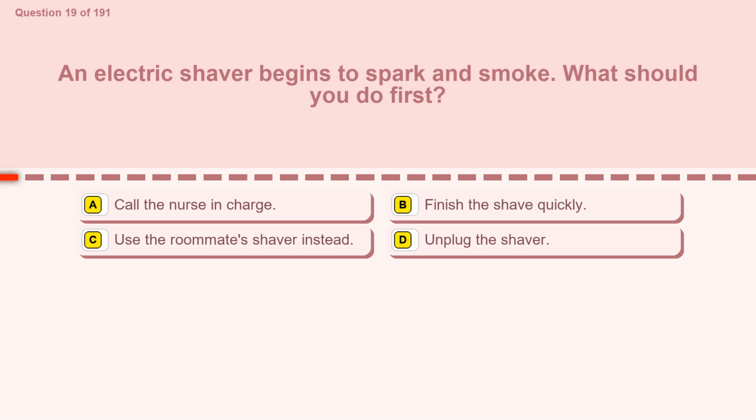Question 19. An electric shaver begins to spark and smoke. What should you do first? Option A, call the nurse in charge. Option B, finish the shave quickly. Option C, use the roommate's shaver instead. Option D, unplug the shaver.